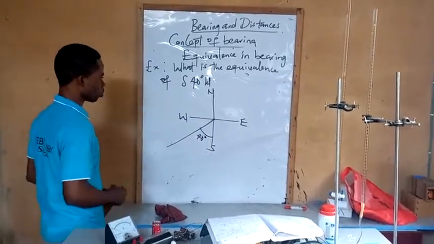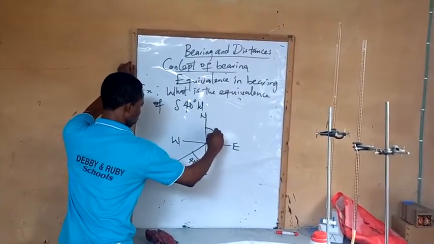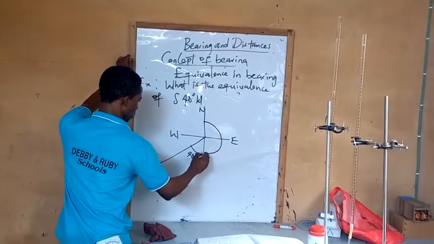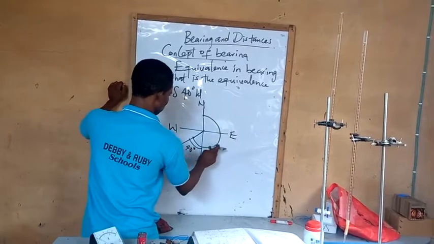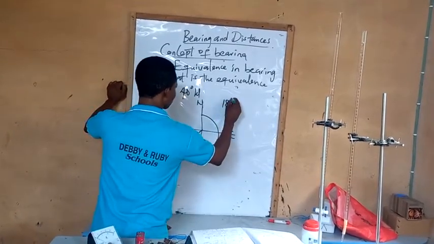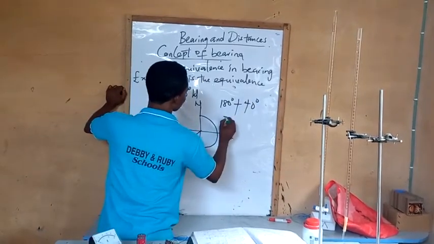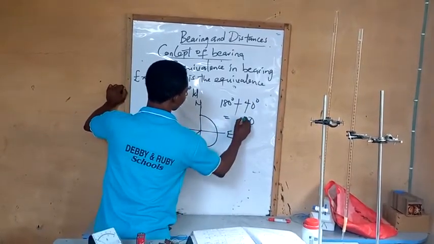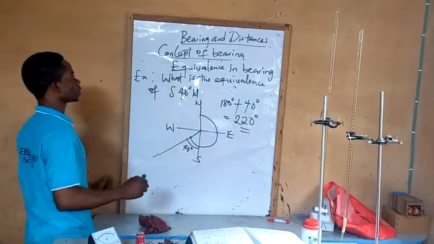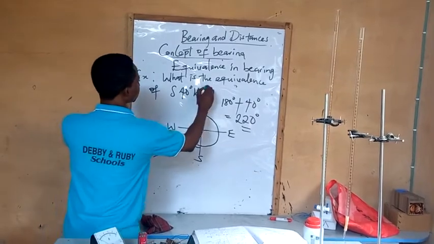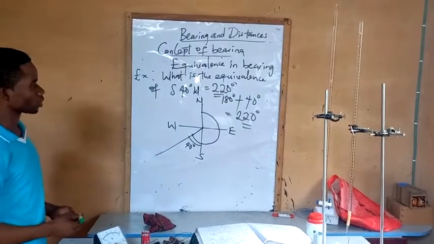So if I want to get the equivalent now, I'll start from here. I'll stop at this line. That is 90, 180. So the 180 degree plus from here to here is 40. 180 plus 40, that is 0 plus 12, keep 1. So that's 220. That means the equivalence of south 40 degree west in 3 digits is 220 degree. Now that is about the equivalence.